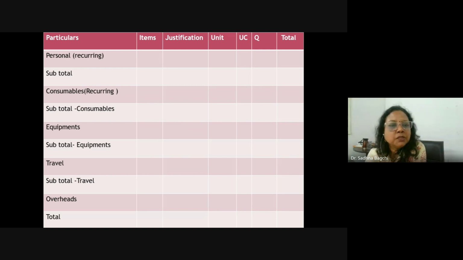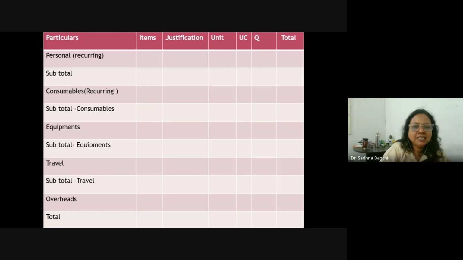Now come to the subtotals. All the items are subtotaled, then equipment. What is equipment? Like a laptop, or a printer if required. If you procure equipment for this project, you have to mention here how many printers and how many laptops there are, or anything you purchase for the completion of the project. Now come to the travel part. Travel expenses means travel of the principal investigator, the investigator or the assistant, everything. You have to bifurcate and mention it. Then overhead and total. This is the overall budget.